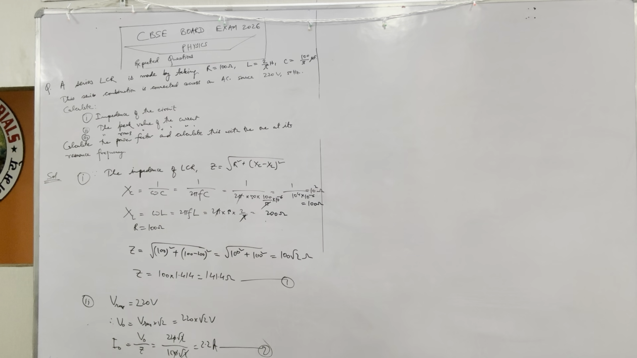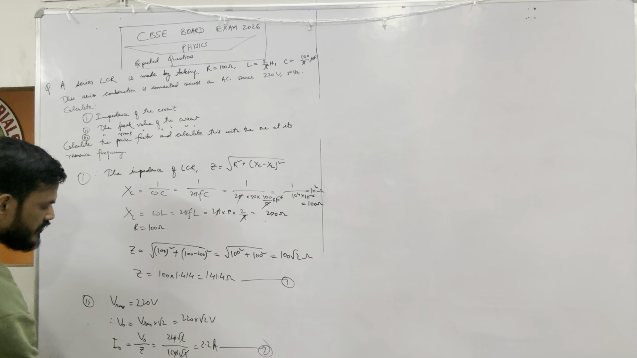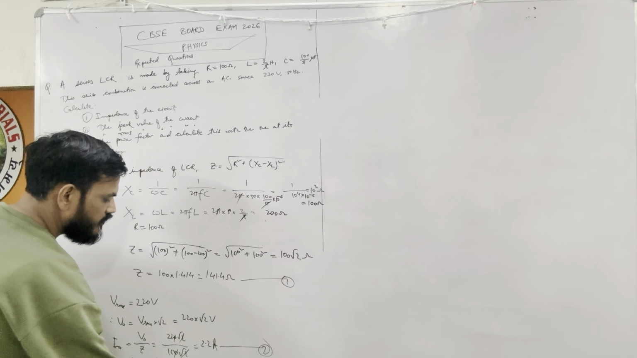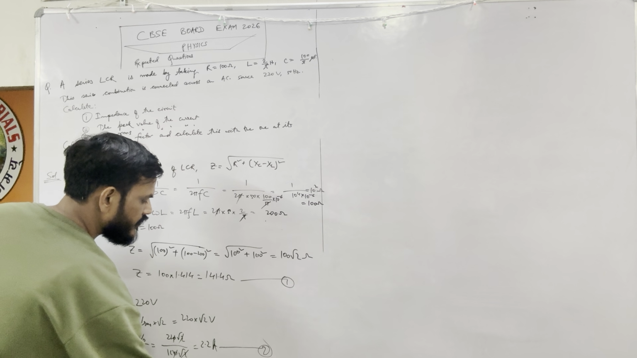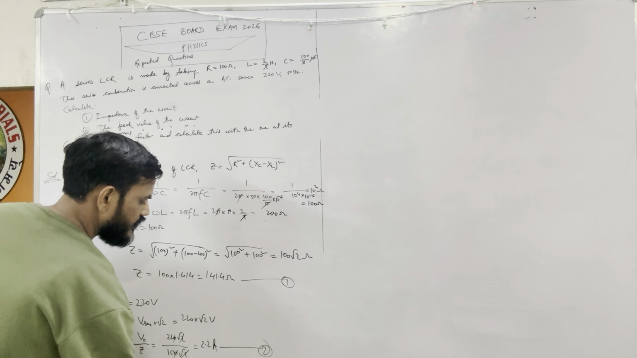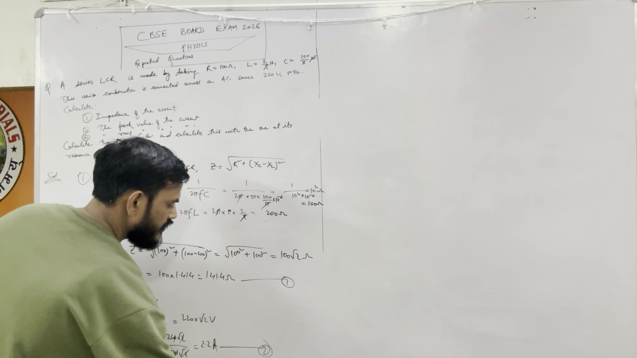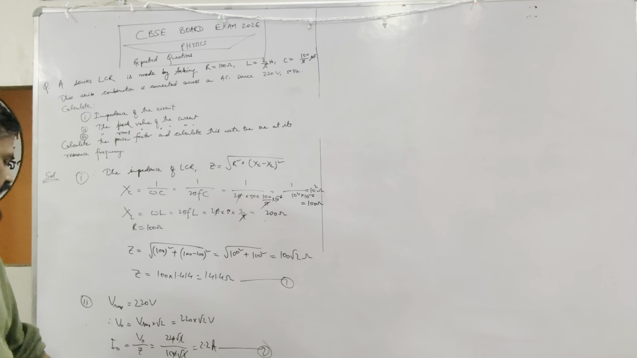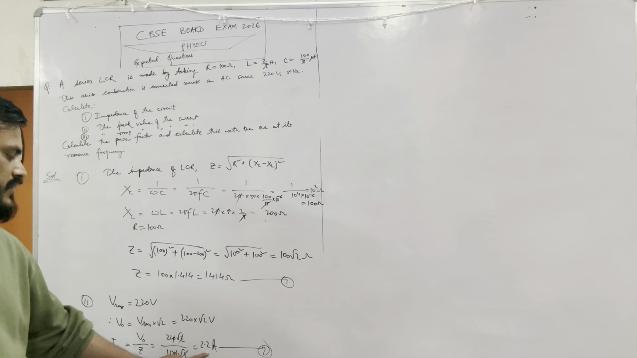Okay. Now you want to find IRMS. IRMS is how much? I naught by root 2. So it is 2.2 by root 2. You rationalize it. It becomes 1.1 into root 2, which is 1.1 into 1.414. So it is 1.554 ampere. So you see IRMS is slightly less than I peak.